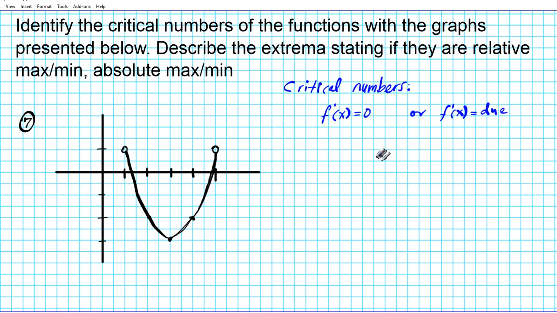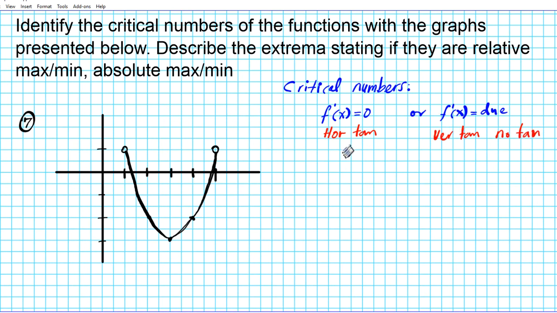Okay, so you can think about critical numbers using tangent lines. Critical numbers are places where you have horizontal tangents, we're going to call that hortan, or you have a vertical tangent, vertan, or you have no tangent line at all, no tan. So when you think about critical numbers, think about hortan, vertan, or no tan.